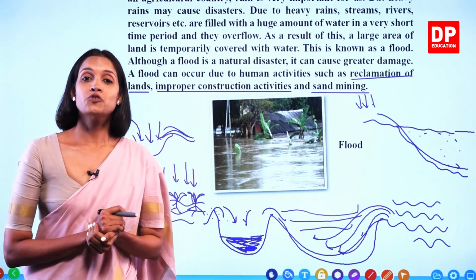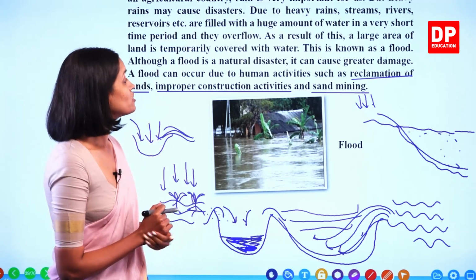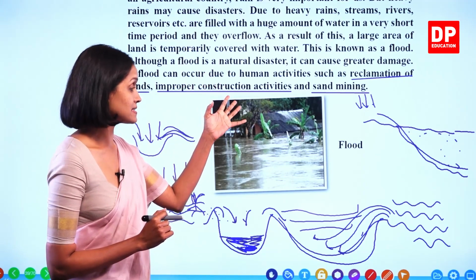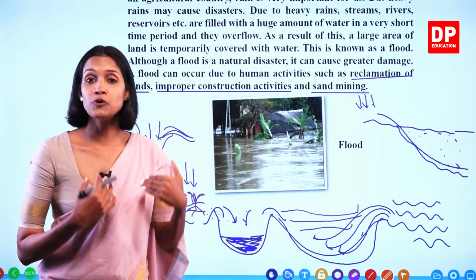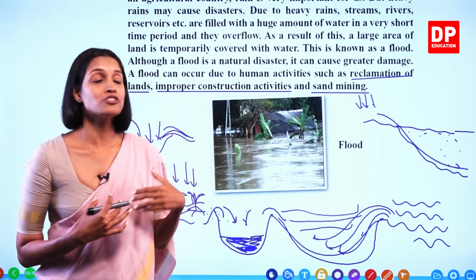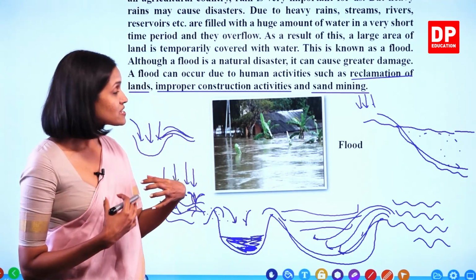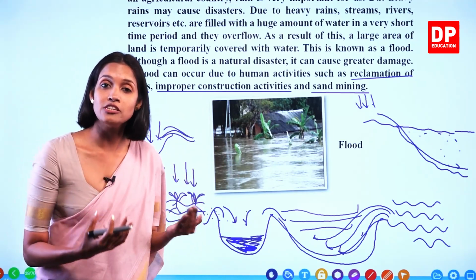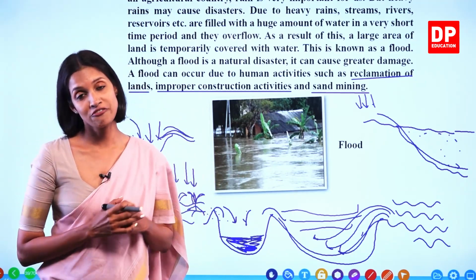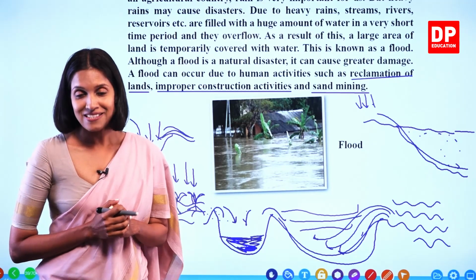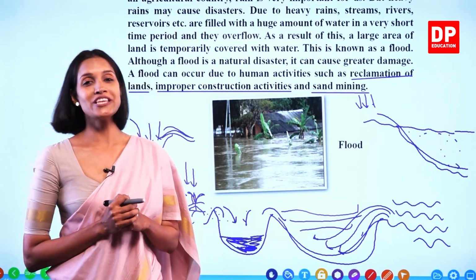Right, children? So now you understand, even though floods is a natural disaster, we also have our part to take care of. Right, children? From our side also, we can do something to minimize the effects of floods. Understand, children? Right, we'll move on to the next.